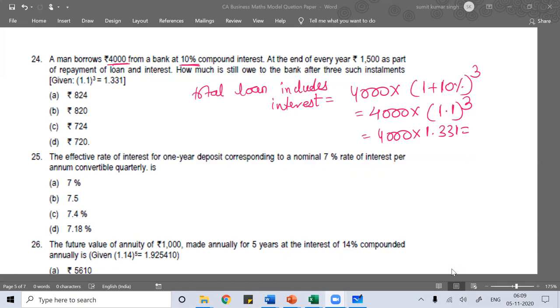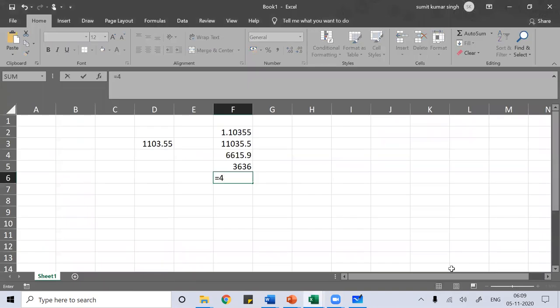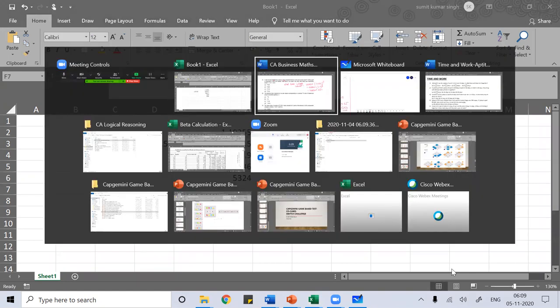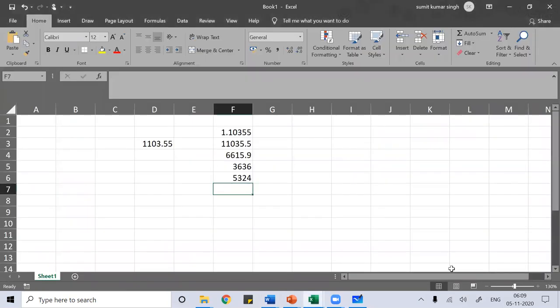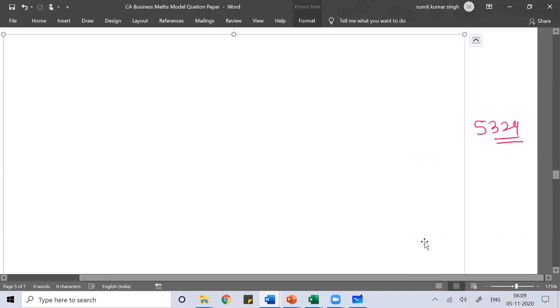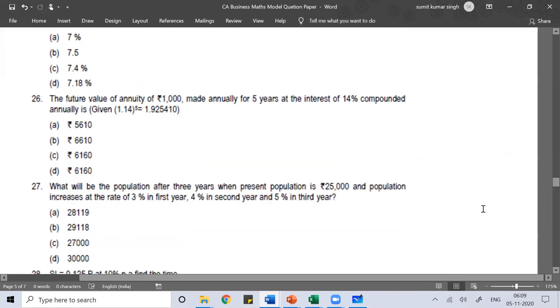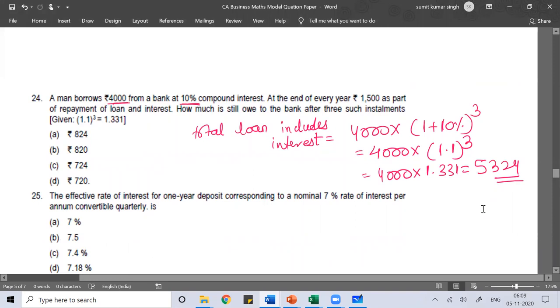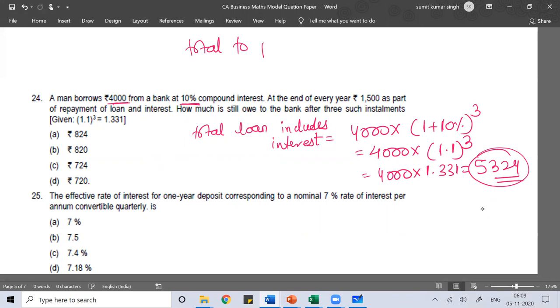So 4,000 into 1.331, what is the value? 4,000 into 1.331 is 5,324. So the total value of the loan including the interest is 5,324. So the total to pay is 5,324.